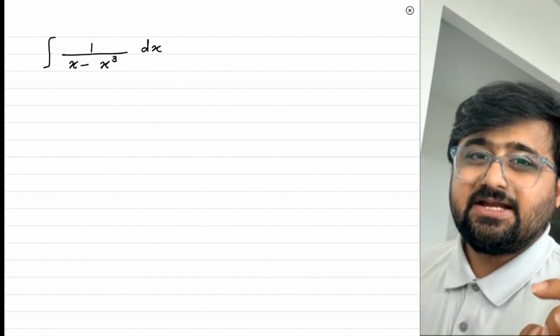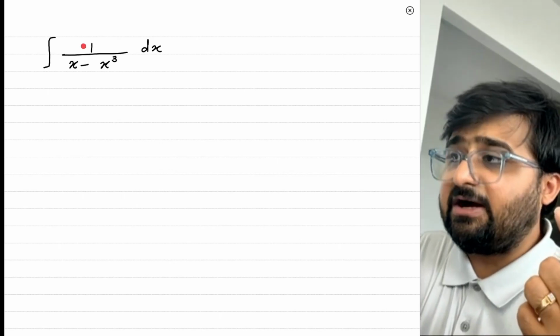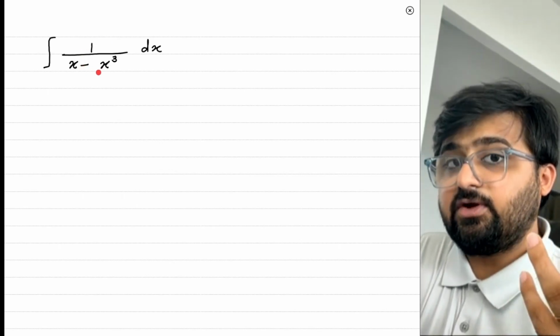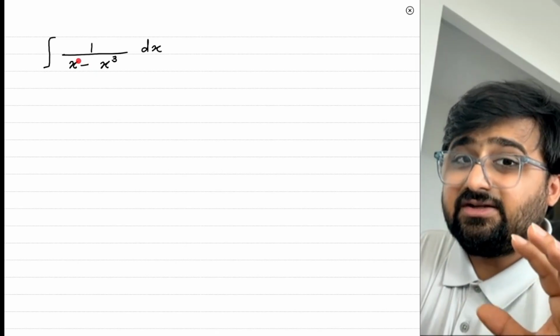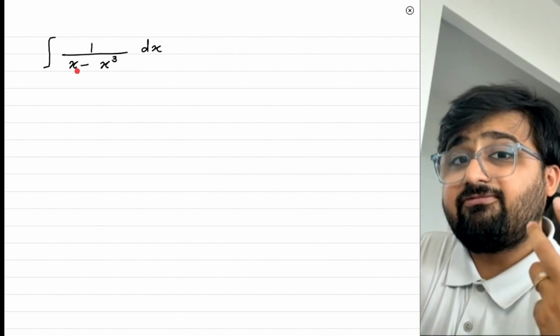If I want to summarize that video, there are really two conditions of when to do partial fractions. Condition number one is the power of the numerator should be less than the power of the denominator. And condition number two is that the denominator should be in terms of factors. So let's try to factorize the denominator.